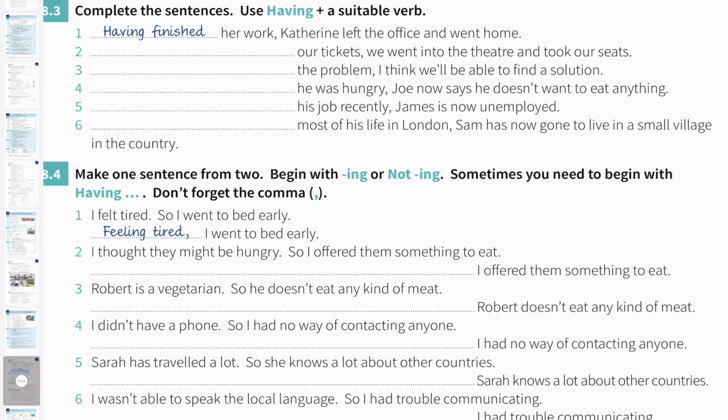So number 2, we have our tickets. We went into the theater and took our seats. So which suitable verb do you think we have to use with tickets?